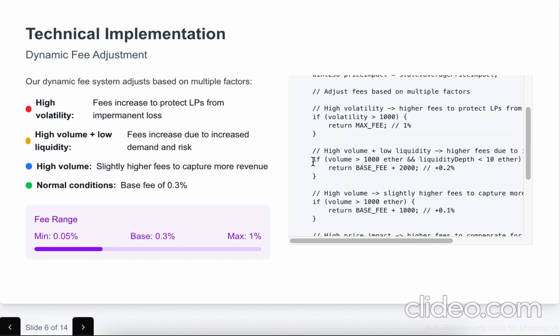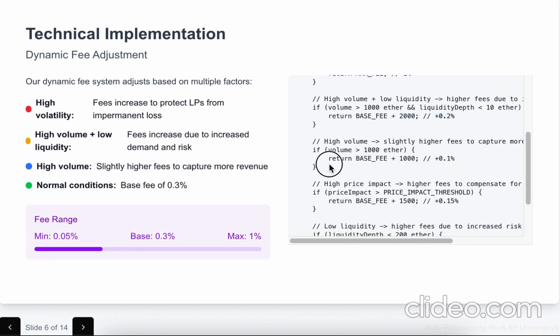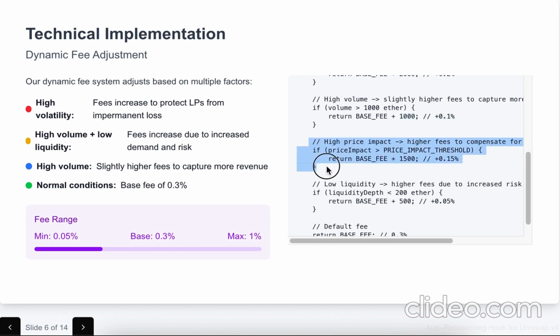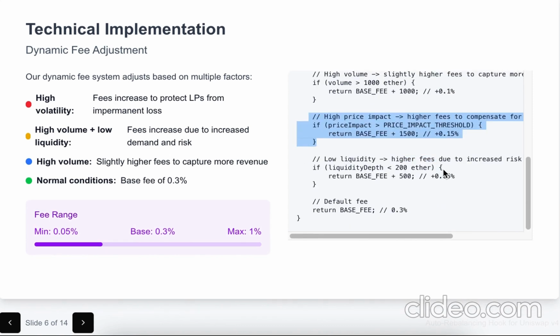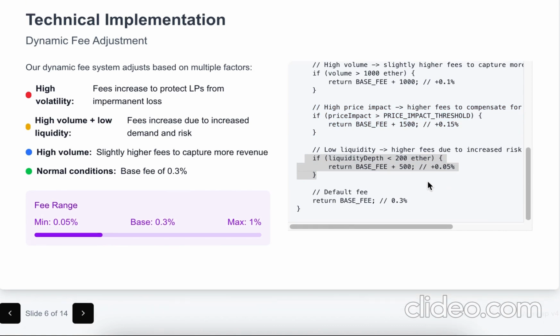And in a scenario where the trading volume is high and liquidity is very low, it returns the base fee plus 0.2%. Then in a scenario where the trading volume is high, regardless of liquidity, it returns the base fee of 0.3 plus 0.1. Then in a scenario where the average price impact of the swap is high, that is greater than 2%, it returns the base fee plus 0.15%. And if the liquidity is low, below 200F, it returns the base fee plus 0.05. This slightly increases the fee when liquidity is constrained. Then if none of the above conditions are met, it returns the base fee of 0.3.